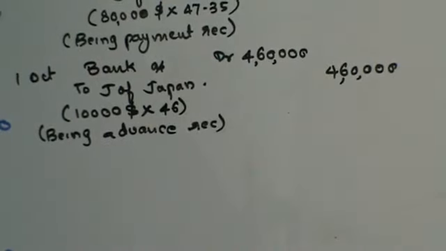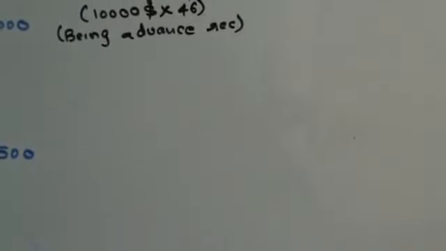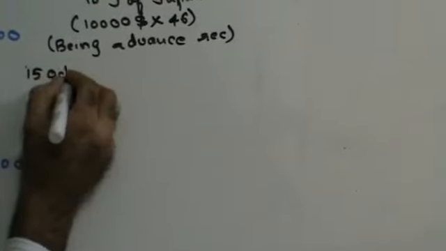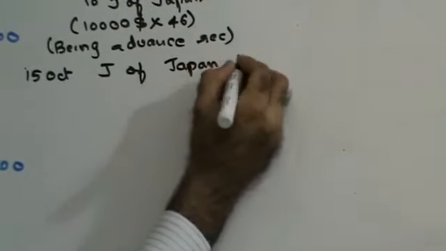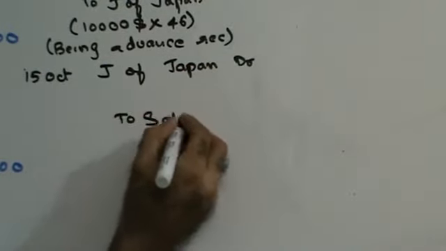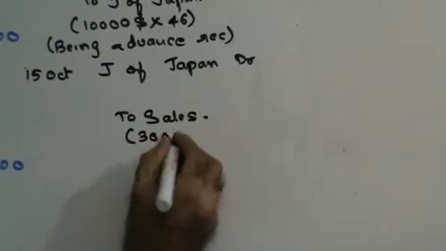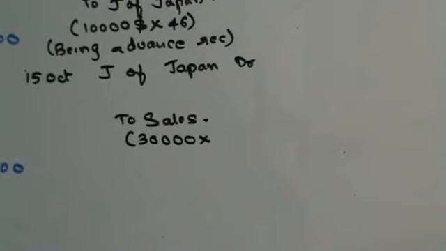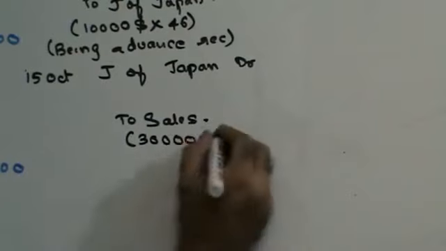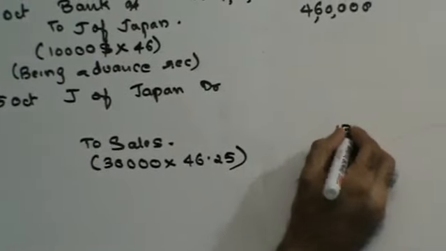After 1st October, you have all the entries of October. On 15th October, exported goods of $30,000 to J of Japan. Debit the receiver. J of Japan account debit. Leave a line to sales. You have exported goods of $30,000, and the dollar rate is 46.25. Someone tell me how much is this? 13,87,500.